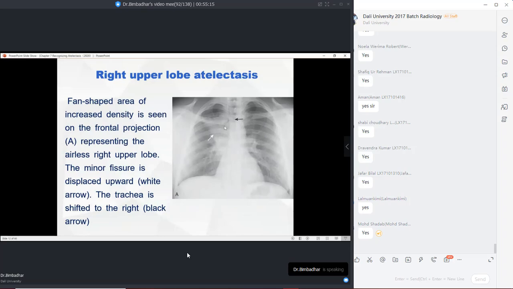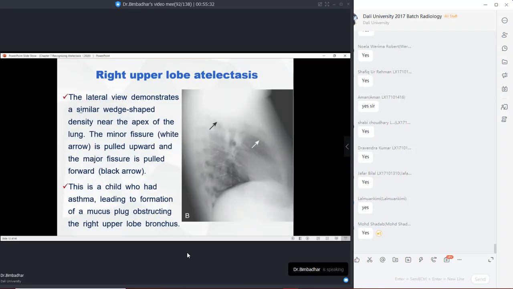So this is the upper lobar atelectasis, right? Upper lobar atelectasis. There will be the minor fissure displaced upwards and the trachea is shifted to the right. Next, you see here in the same way, the lateral view also shows that there is a wedge-shaped density near the apex of the lung.